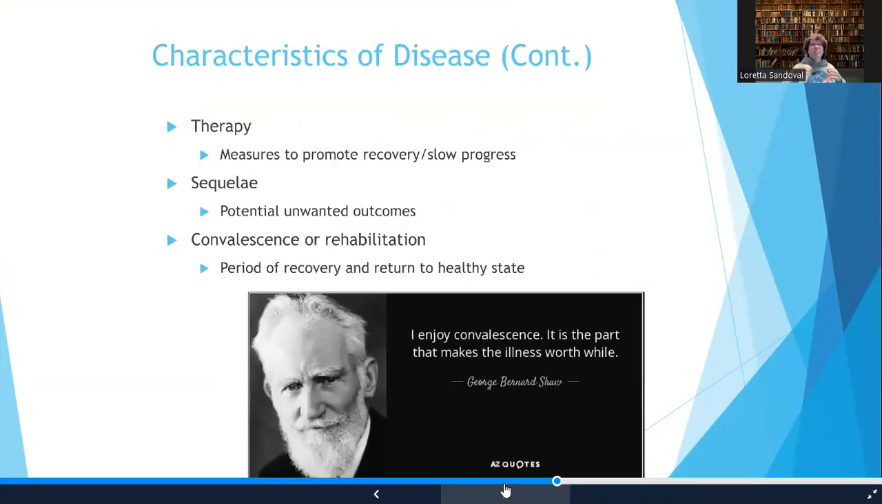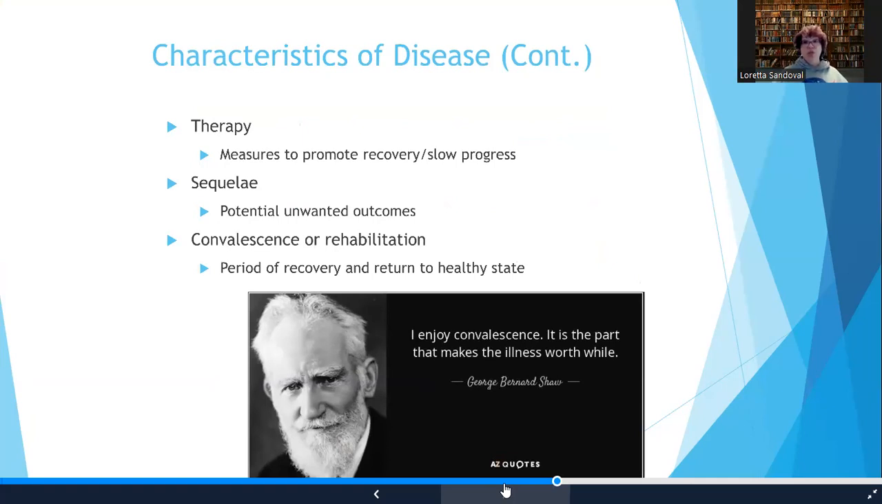So therapy, whether it's drug therapy, surgical therapy, physical therapy, any kind of therapy, is a measure to promote recovery from a disease or slow the progress of a disease. So any measures that are taken to do that are considered therapeutic.